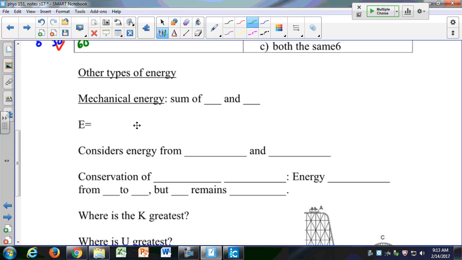All right. So there are other types of energy. Mechanical energy is the sum of our gravitational potential and our kinetic energy. So our mechanical energy is U plus K, and this considers energy from our position and motion.